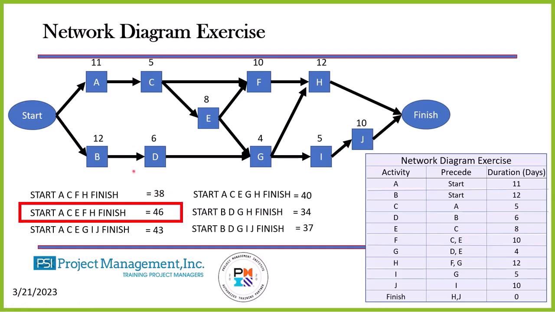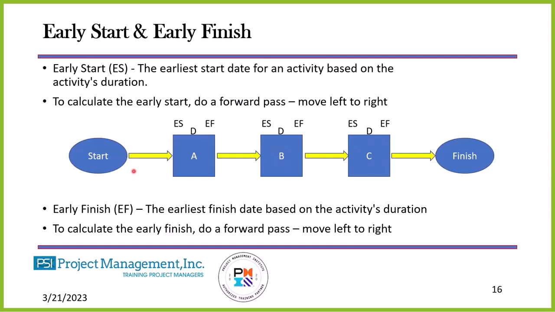We want to look at early start and early finish. Early start, ES, is the earliest start date for an activity based on the activity's duration. But to calculate early start, we do a forward pass. We'll also look at late start and late finish, but let's focus here just for a minute on early start and early finish. Early finish is the earliest finish date based on the activity's duration. Once again, to calculate early finish, we start on the left and we move to the right.